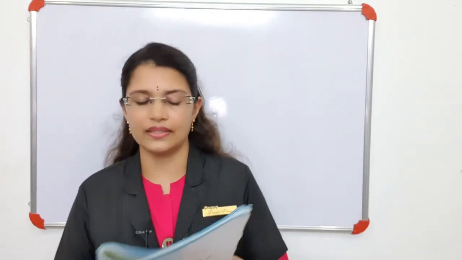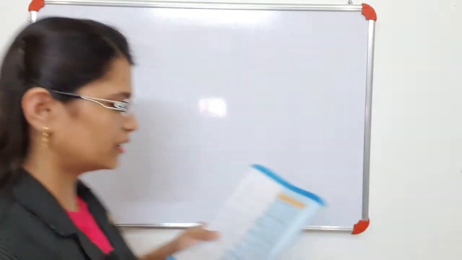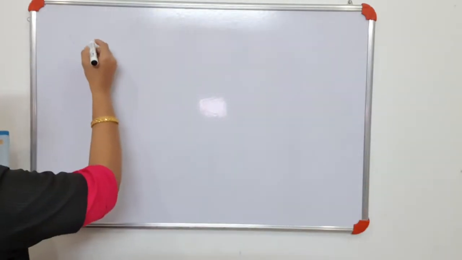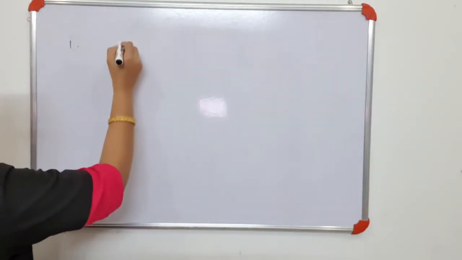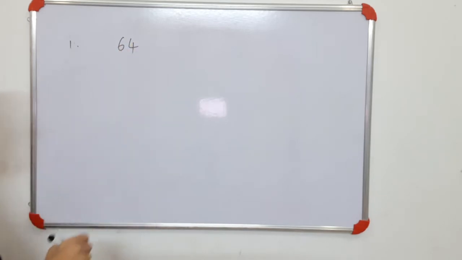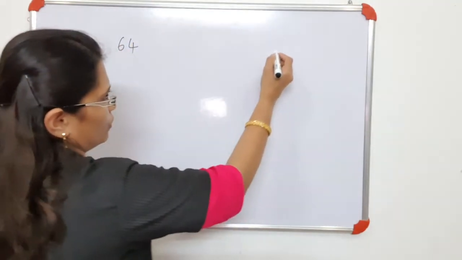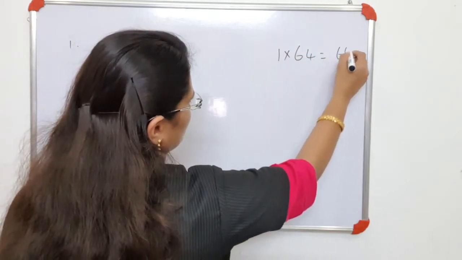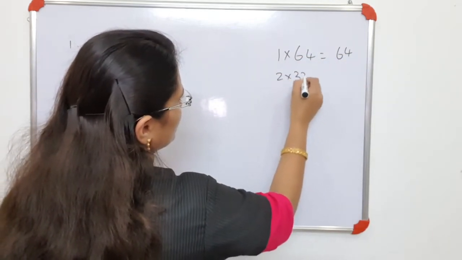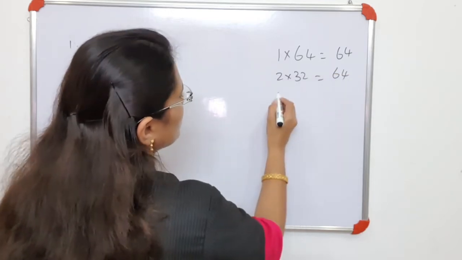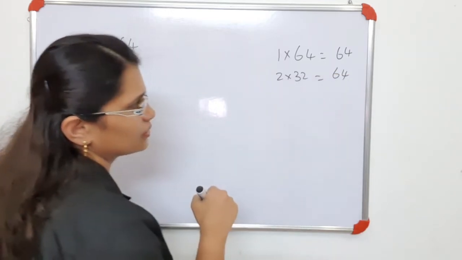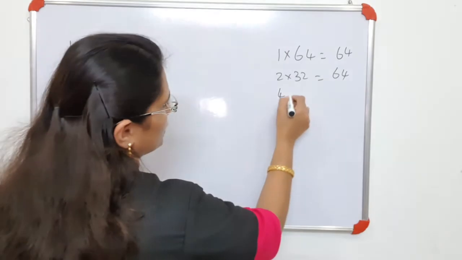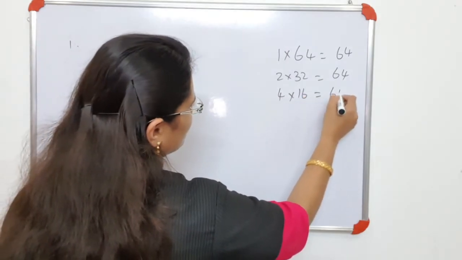Okay, next topic is factors. We have already learned factors, right? So just write what are the factors of 64. First question, 64. What are the factors of 64? We have already studied this. 1 into 64 equal to 64. 2 into 32 is equal to 64. And then 3 table, is 64 there? No. Then 4 table, 4 16s are 64.